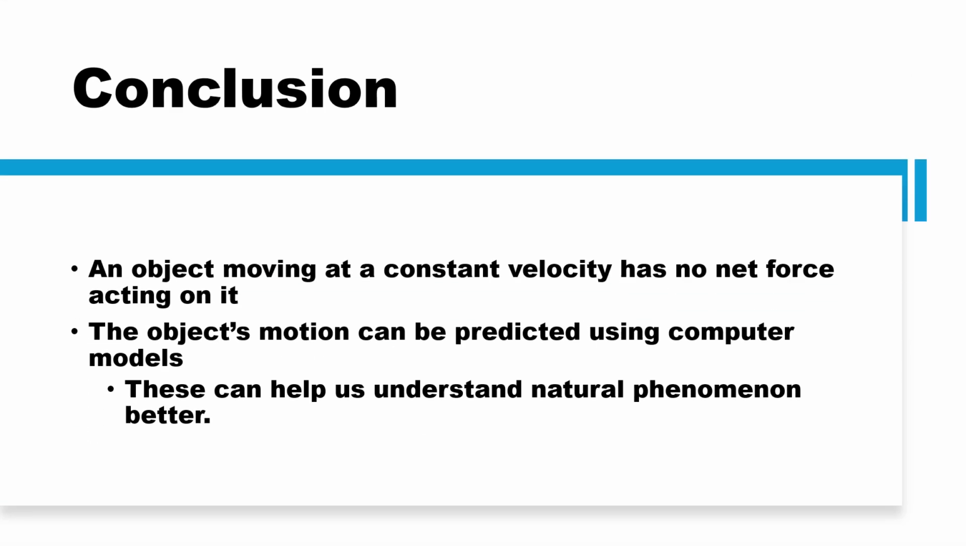In conclusion, an object moving at a constant velocity has no net force acting on it. The object's motion can be predicted using computer models, and these can help us better understand natural phenomena.